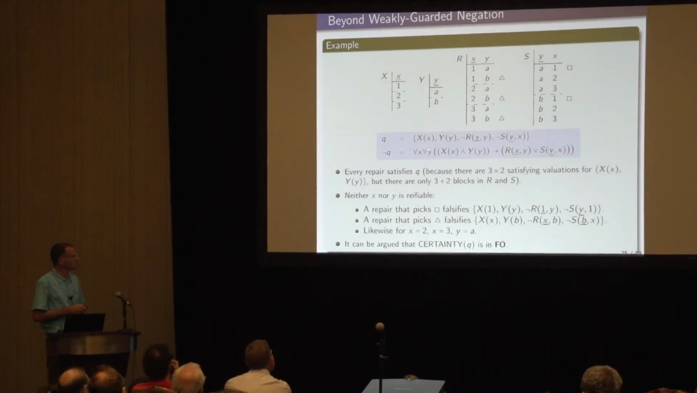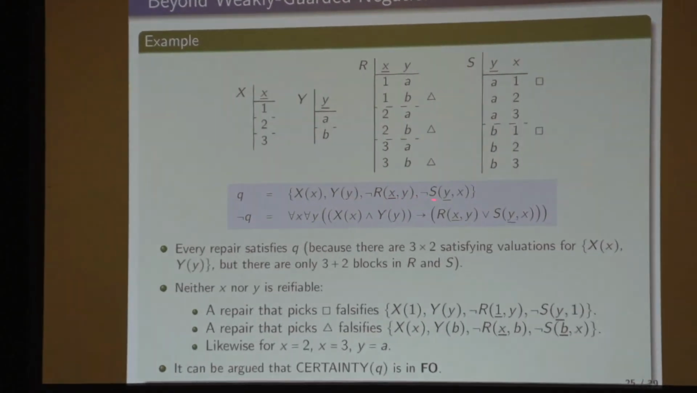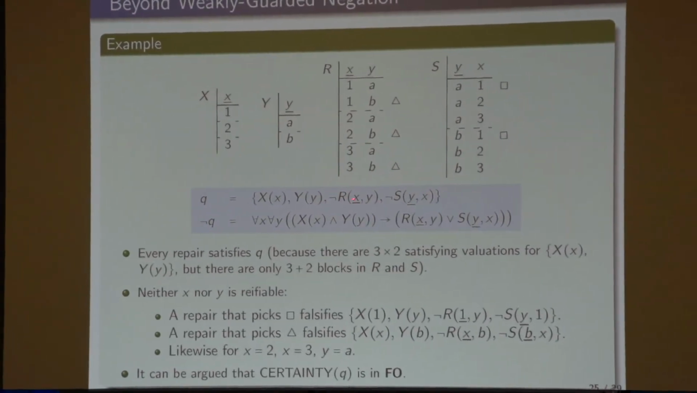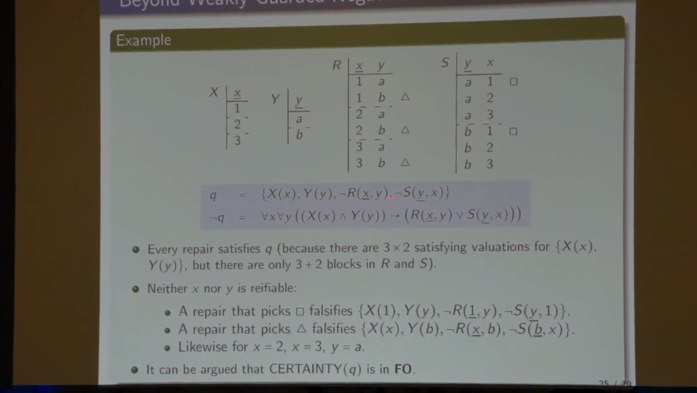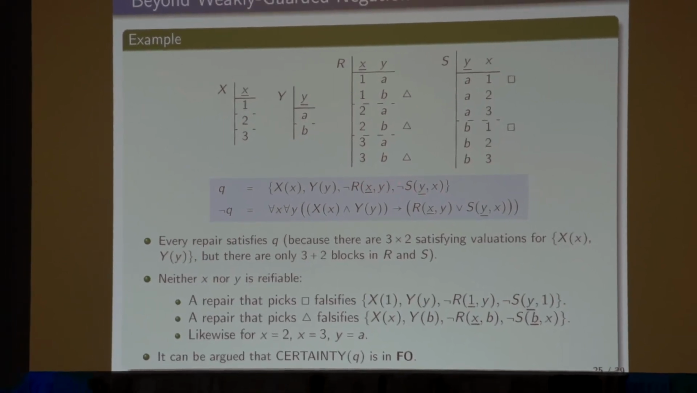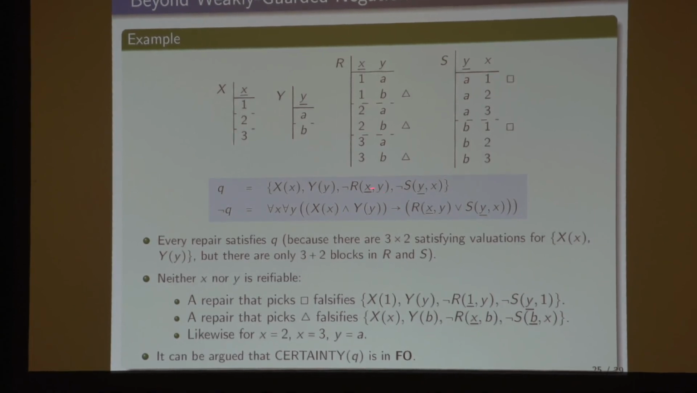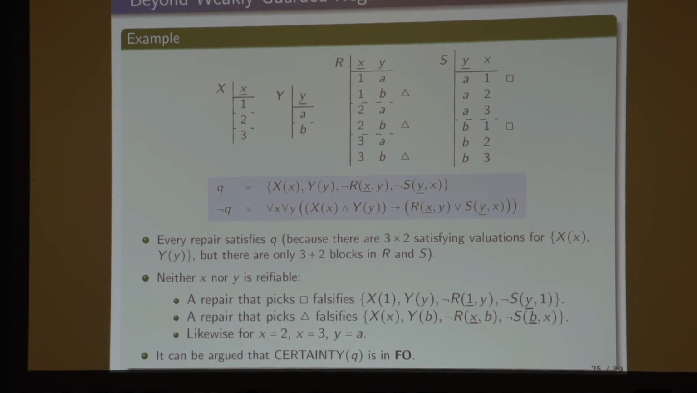So assume this is the query: x, y, and then we have two negations, not R(x, y), not S(y, x). Here you see that the negation is not weakly guarded because x and y occur together in a negated atom, but they do not occur together in a positive atom.